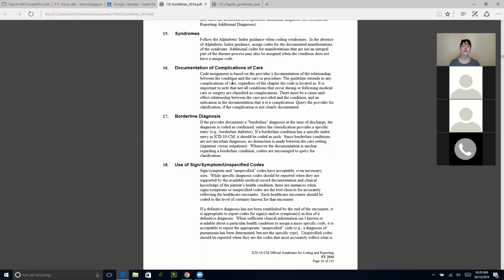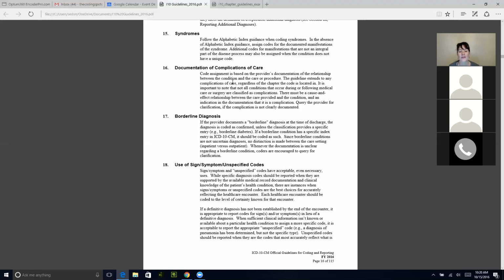Borderline diagnosis. If a provider documents a borderline diagnosis at the time of discharge, the diagnosis is coded as confirmed unless the classification provides a specific entry. An example of that is borderline diabetes. If you were to go to diabetes in your index and then look up borderline, there's a specific code for that.